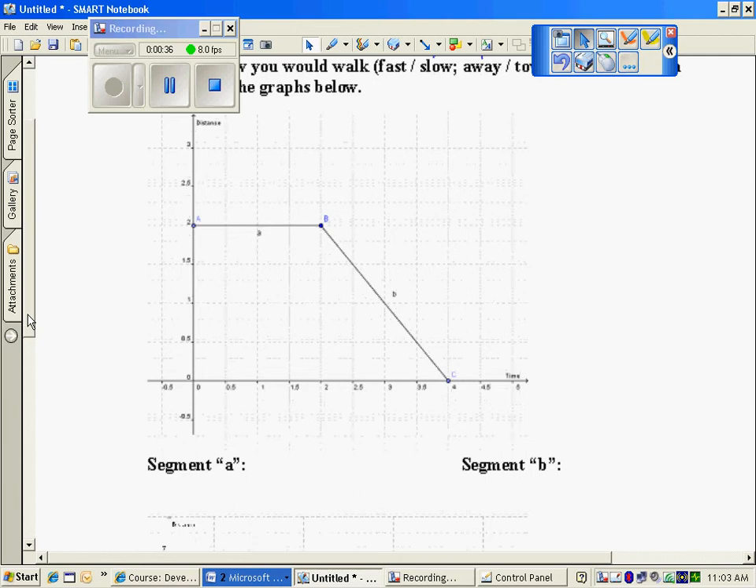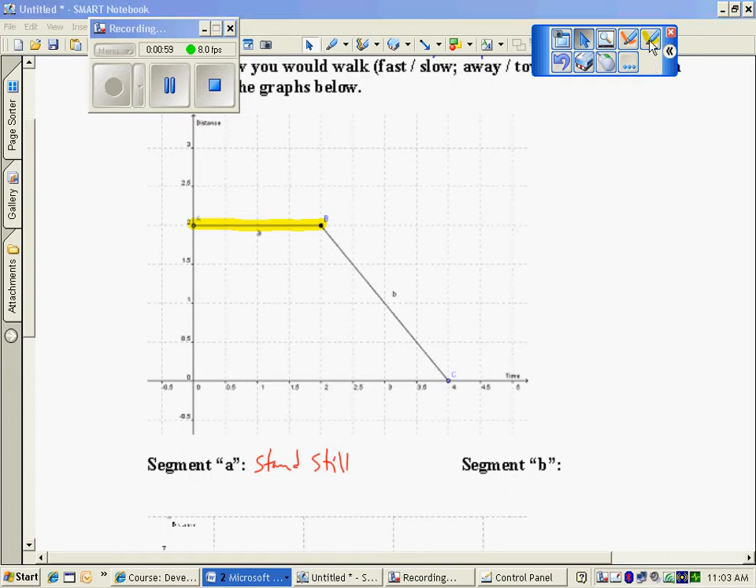When I look at segment A, my distance is staying at 2 as time moves on. The only way my distance stays static is if I don't move. So segment A, I'm standing still. And so I'm not moving in any direction.